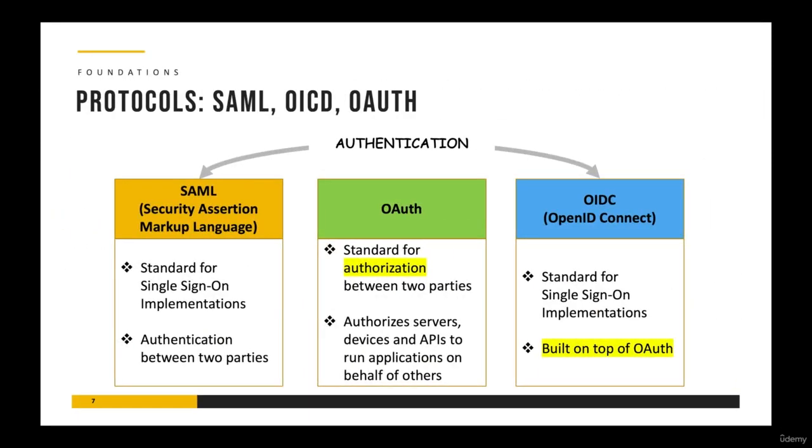Let's have a look at some of the protocols used in identity federation. The first is SAML, Security Assertion Markup Language. It's a standard for single sign-on implementation, and the basic service that it provides is authentication between two parties. Next is OAuth, which is a standard for authorization between two parties. It authorizes servers, devices, and APIs to run applications on behalf of others. Finally, we have OIDC, which is again a standard for single sign-on implementations. The interesting point about it is that it is built on top of OAuth.